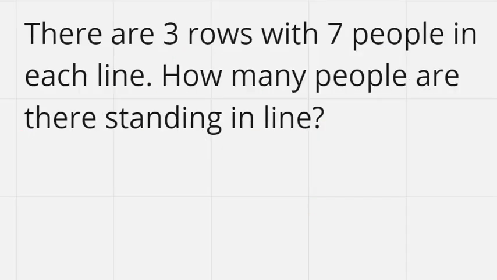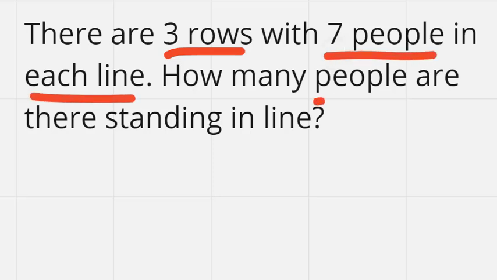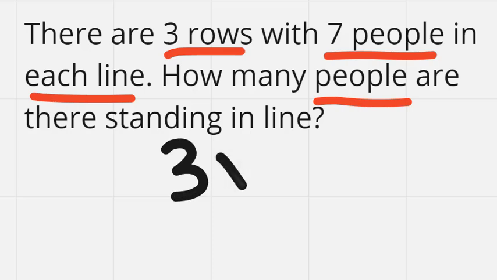The next problem reads, there are 3 rows with 7 people in each line. How many people are there standing in line? One more time. There are 3 rows with 7 people in each line. How many people are there standing in line? I see 3 rows and 7 people in each one. They're asking how many people in all. If I were to write this as a math equation, I would say 3 times 7.